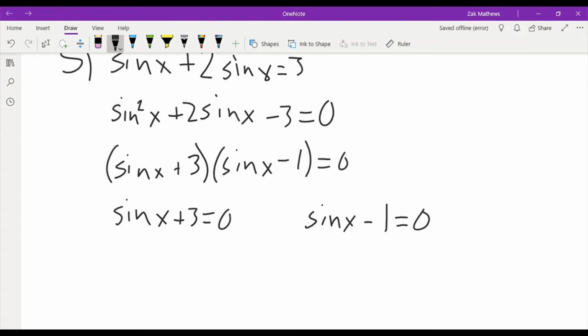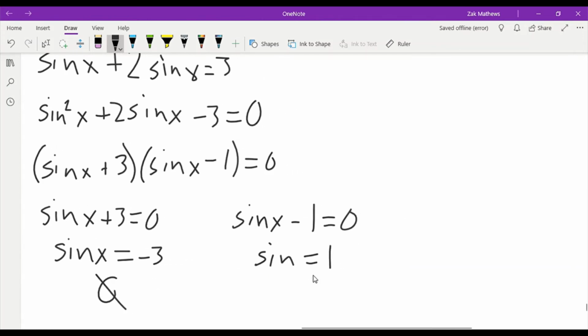And once I have them set equal to 0, I'm going to solve each of these equations the same way we were doing earlier. So I'm going to subtract that 3 over to the other side, or I'd add the 1 to the other side. This first one, sine x is equal to negative 3. I might say, well, that's not a value in my special triangle's unit circle, so I'm going to have to use my calculator, but I don't, because remember the sine's range is from negative 1 to 1? That's not in it, so we're not going to get any solutions from that equation.